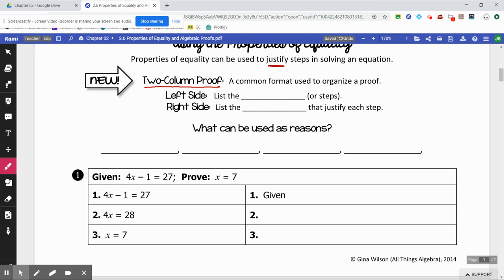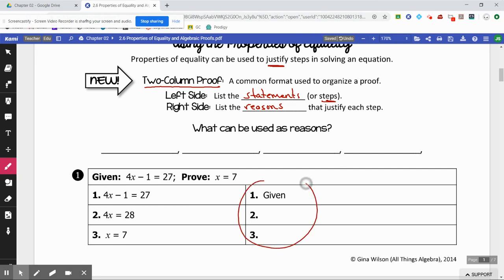Left side, you're going to list the statements or the steps to solving. And then the right side is going to be the reasons that that is true. So on the left side we're actually going to do the work, and then on the right side we're going to tell why we could do what we did. What can be used as reasons?